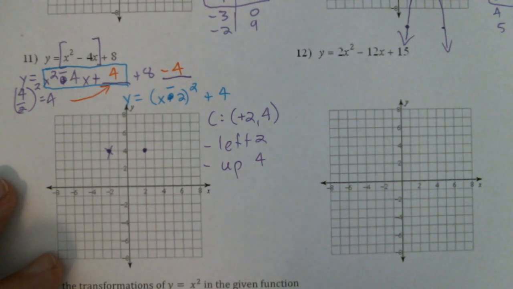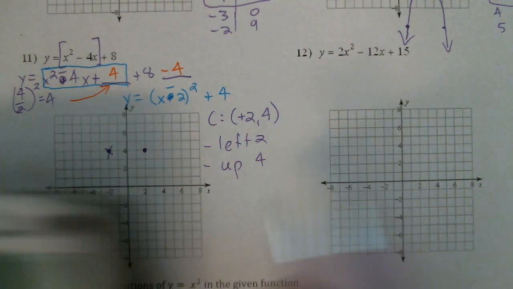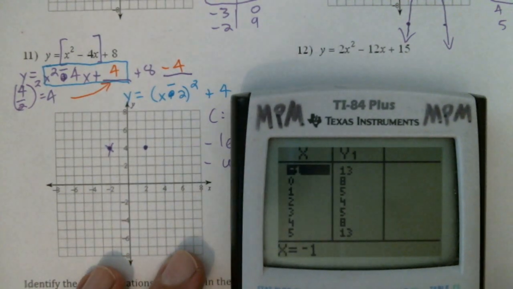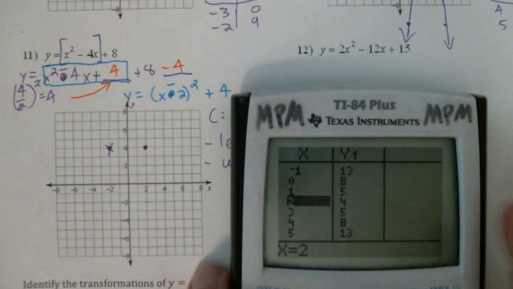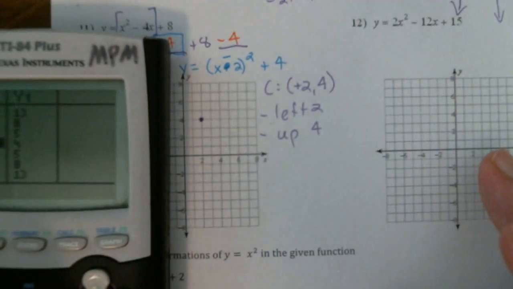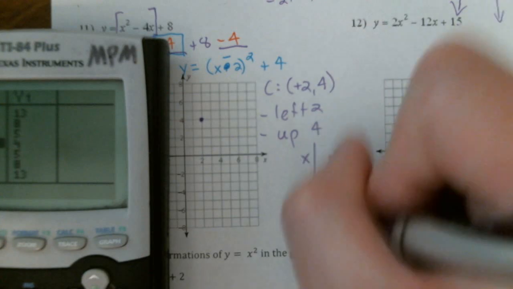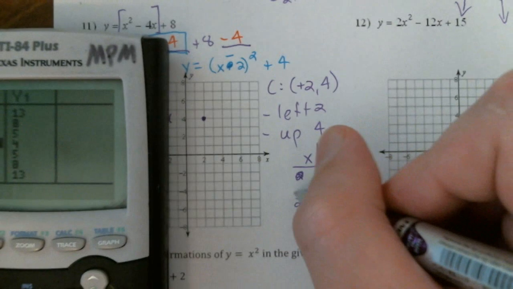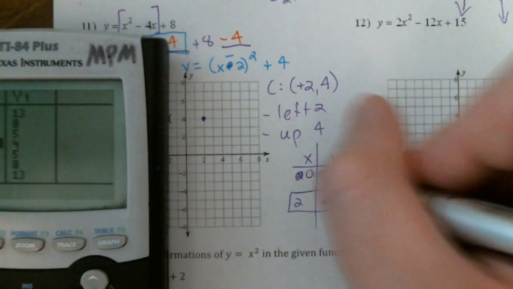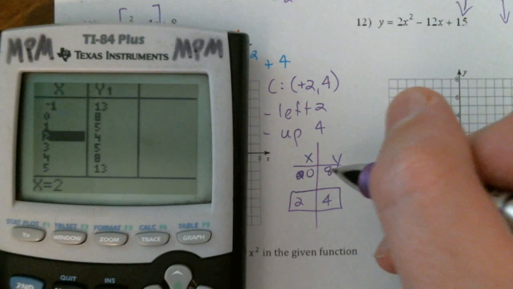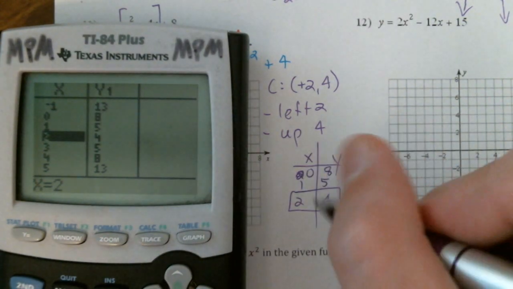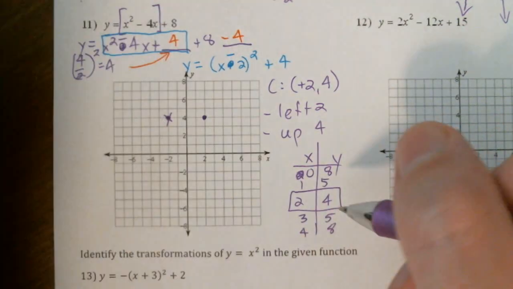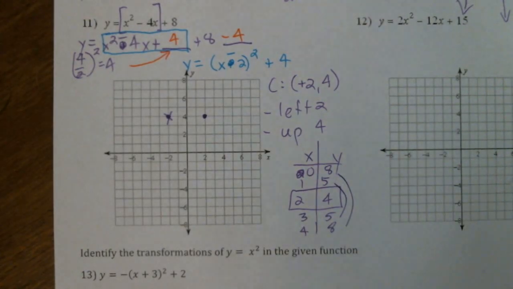Check your work. Okay, so now we got the correct vertex. Let's go to the second table, and let's go to the vertex 2, 4, and let's grab some points. X, Y. So we got 2, 4. I've got 0, 8. Can y'all see that? 1, 5. 3, 5. 4, 8. Okay. These are symmetrical. That's good.